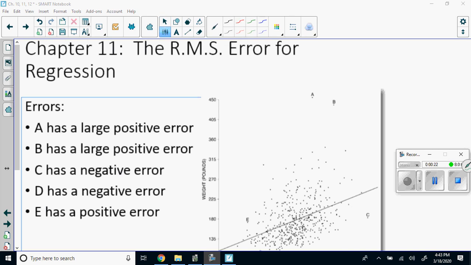So, chapter 11, we're going to be talking about the RMS error. RMS stands for root, mean, square. Mean is referring to average, root is referring to square root, square is referring to something squared, like 3 squared is 9. So let's start with errors, and then we'll get to this root, mean square part of it.